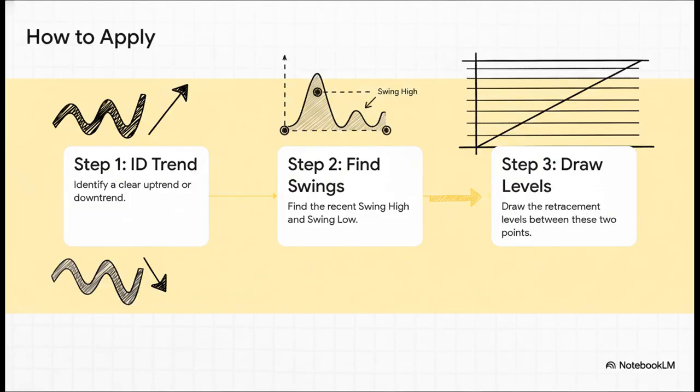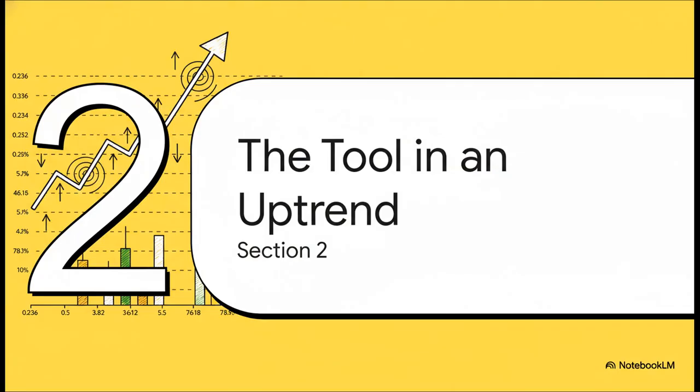It's really just a simple three-step process. First, you've got to confirm there's a real trend happening. Second, you pinpoint the start and end of that last big price move, what traders call the swing low and the swing high. And finally, you just connect those two points with the tool, and the software does all the heavy lifting for you. All right, theory is one thing, but let's make this real.